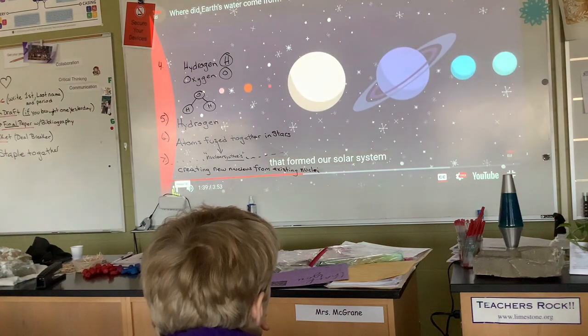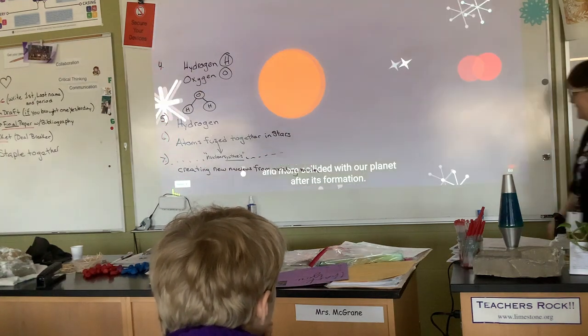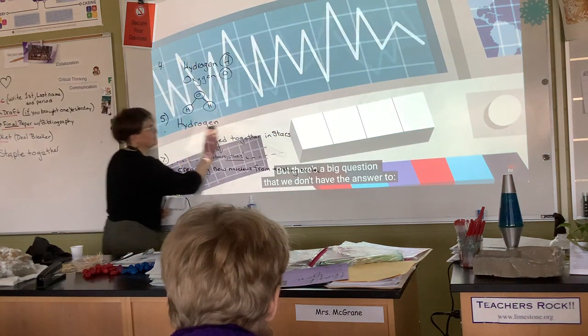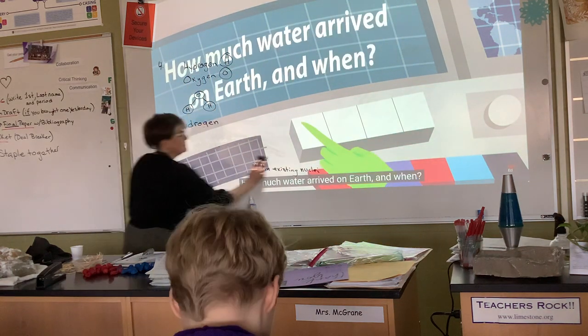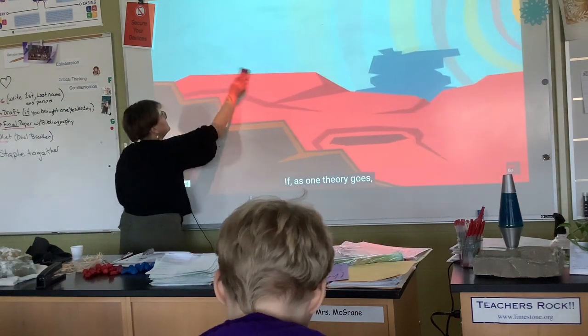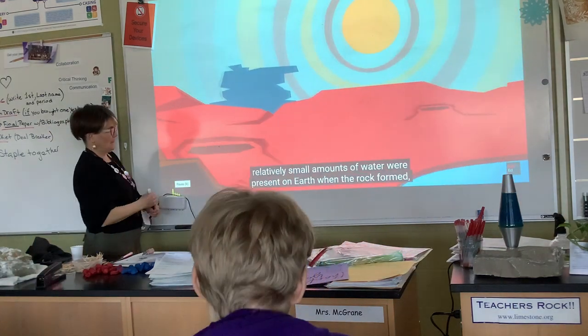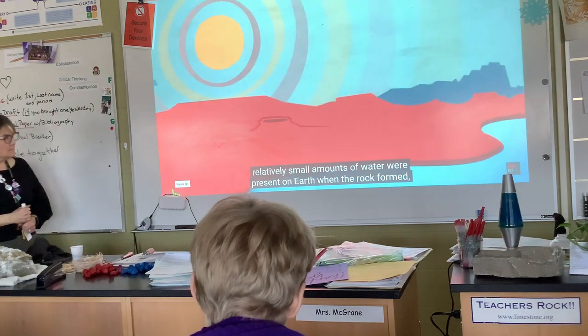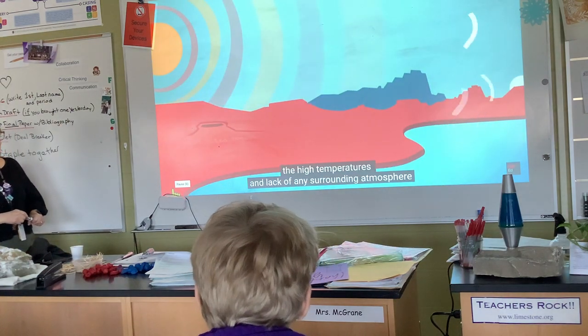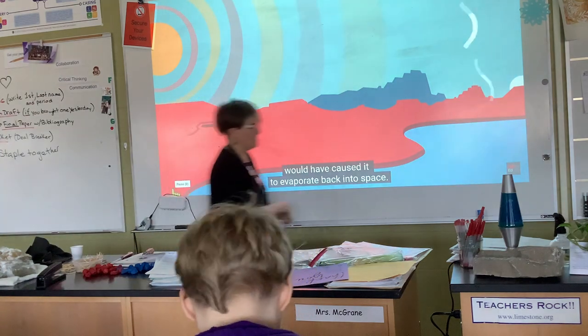Nebula. Water may have collided with our planet too, after its formation. But there's a big question that we don't have the answer to. How much water arrived on Earth, and when? If, as one theory goes, relatively small amounts of water were present on Earth when the rock formed, the high temperatures and lack of any surrounding atmosphere would have caused it to evaporate back into space.